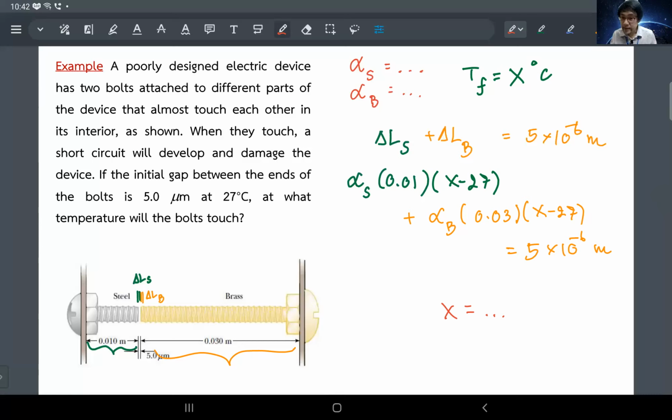Why is it minus 27? Oh, because they say the length that you are seeing in this figure is at 27 degrees Celsius. So when you raise the temperature up to X degrees Celsius, the temperature change, the delta T, will be X minus 27. Does that make sense?